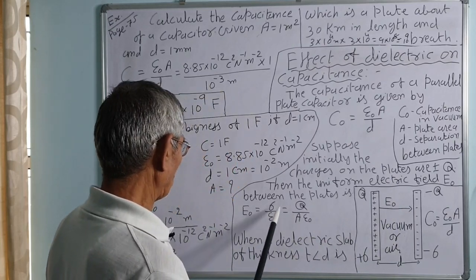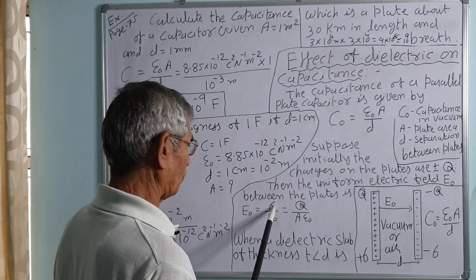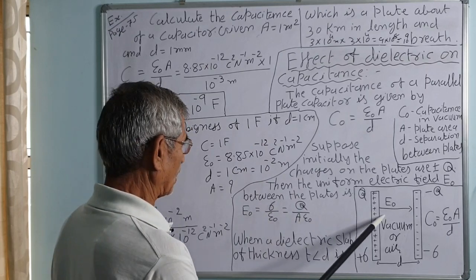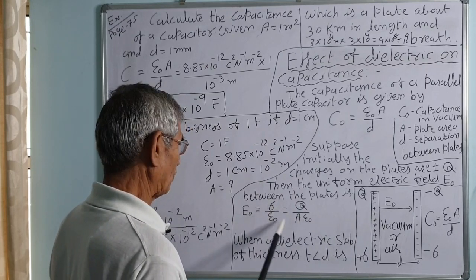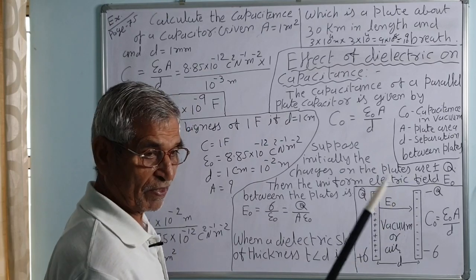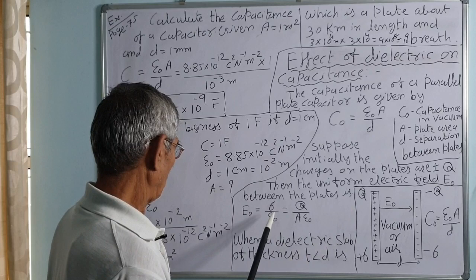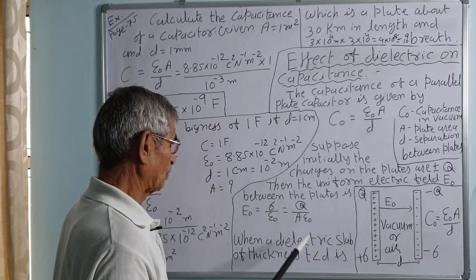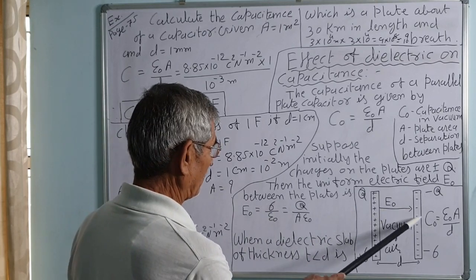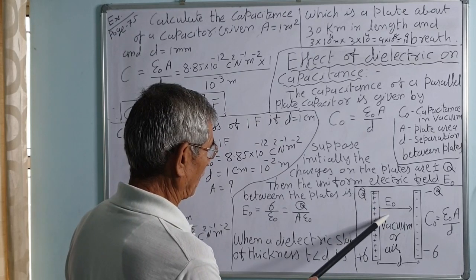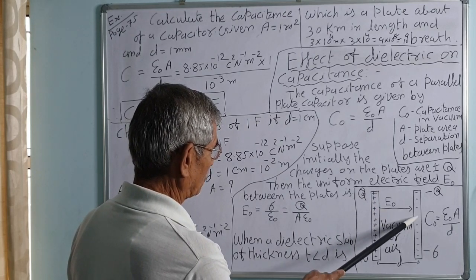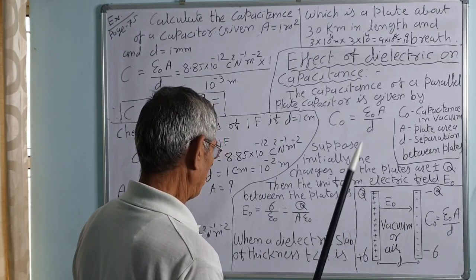The E0 is equal to charge density upon epsilon 0; we know that already. The electric field due to the charged plate is sigma upon epsilon 0 between two plates, not one plate. One plate has sigma upon 2 epsilon 0. Two plates have sigma upon epsilon 0, that is, it will double. The field due to the positive plate is in this direction and the field due to the negative plate is also toward that, so they will be added up.